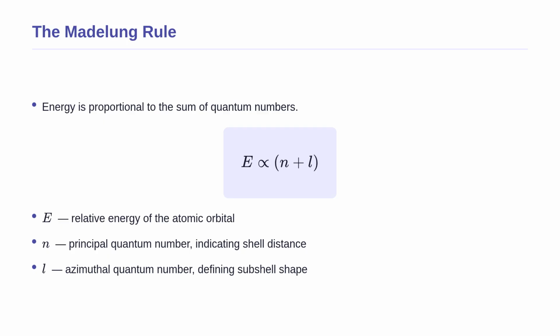The symbol n stands for the principal quantum number, which indicates the main energy level or shell distance from the nucleus. The symbol L represents the azimuthal quantum number, which defines the shape of the subshell. If the sum of n plus L increases, the energy of the orbital increases, meaning it will fill with electrons later.